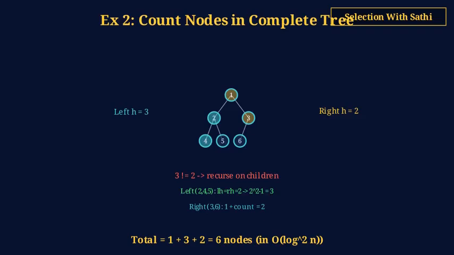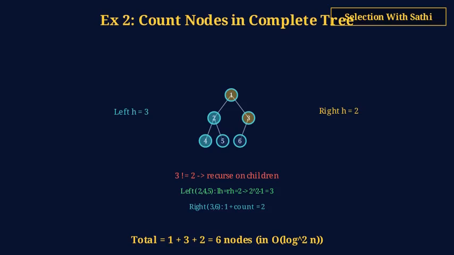At node 2, left height 2 by going 2, 4. Right height 2 by going 2, 5. Equal. This is a perfect subtree. Count is 2 squared minus 1 equals 3.